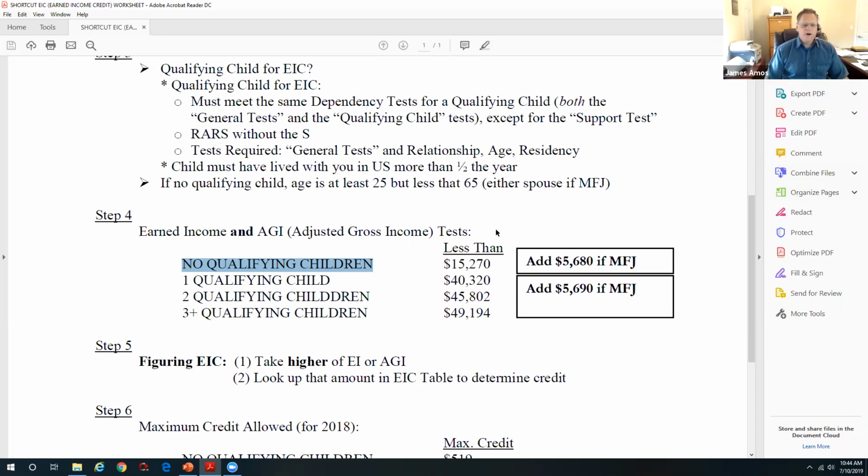And so if I have one qualifying child, what's my limit? And we'll just say a limit. What's my cutoff limit?